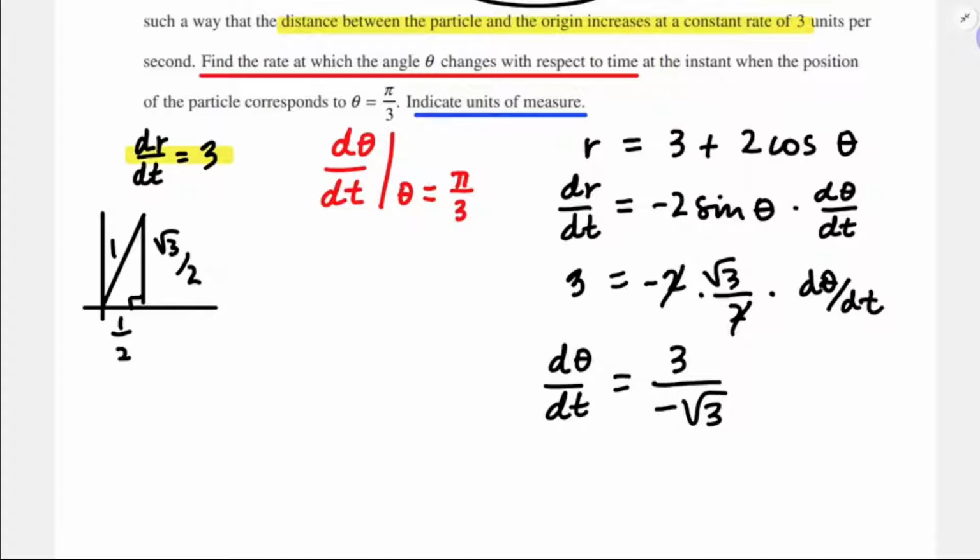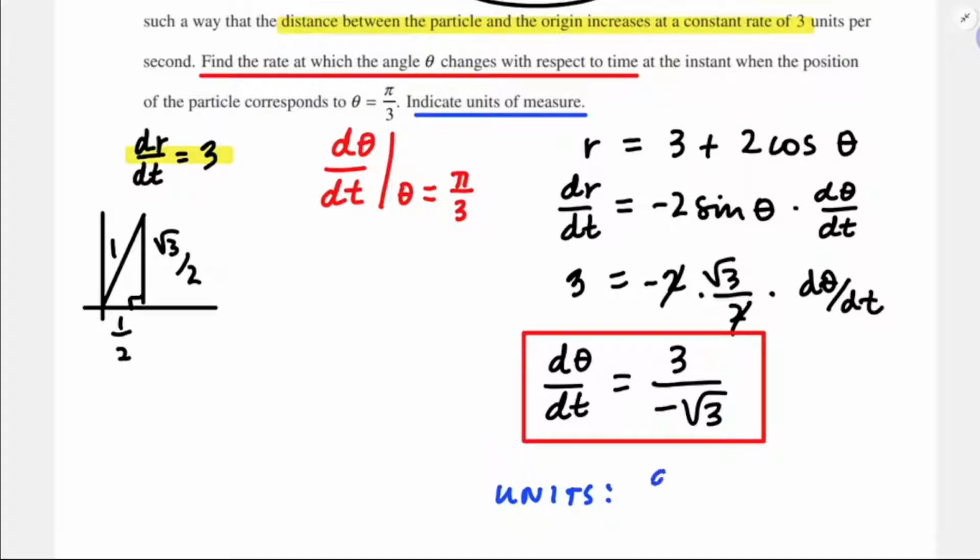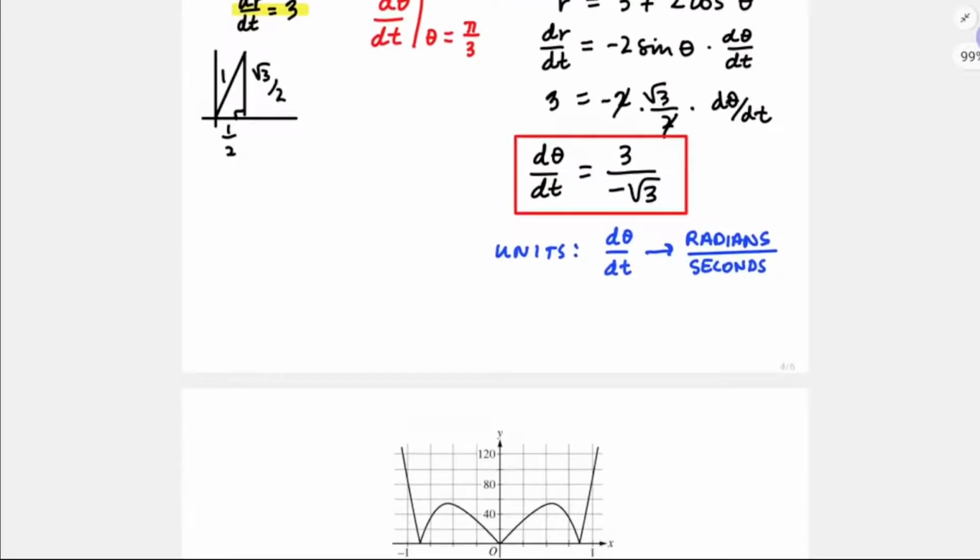And so, all right, I found that here. And then the units: d theta/dt, change in theta divided by change in time. The units of theta is radians, always in AP Calculus. And units of time, well, they probably told me that, seconds. All right, so radians per second. And that's all for the polar problem.